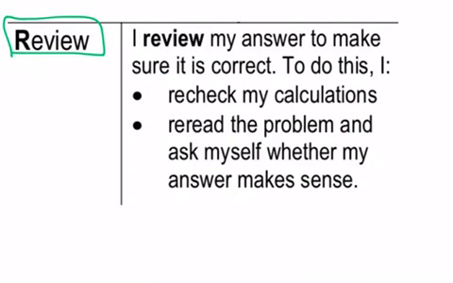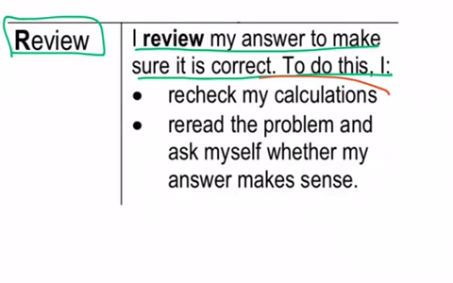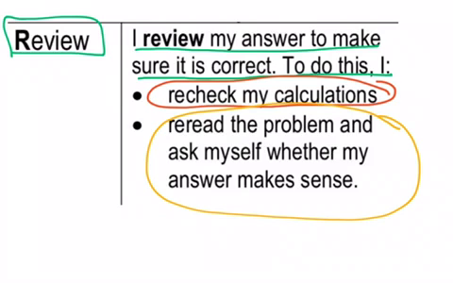Next, you're going to review the problem. I review my answer to make sure it is correct. To do this, I recheck my calculations. So you can put them back in a calculator, since that's mainly what we're going to be using. If you punch in one wrong number into the calculator, you're going to get the wrong answer. So kind of rechecking your problem, putting it back in the calculator one more time, making sure you get the same answer. And reread the problem and ask myself whether my answer makes sense.